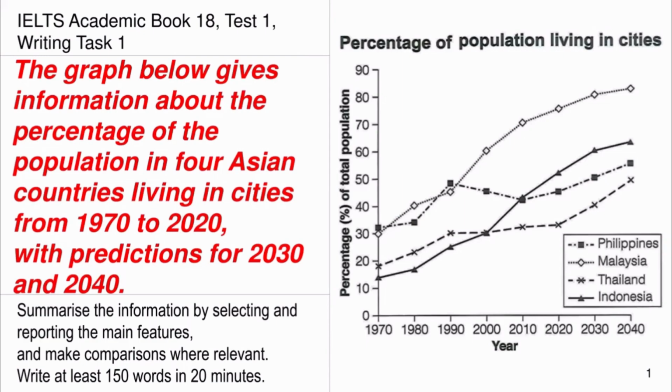Summarize the information by selecting and reporting the main features and make comparisons where relevant. Write at least 150 words in 20 minutes.